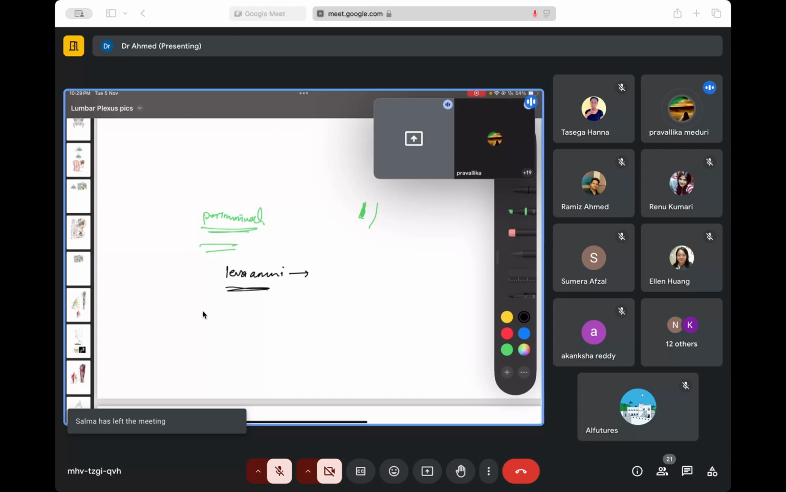The femoral nerve also has another branch that supplies the medial side. What's the name of that? Saphenous nerve. This saphenous nerve can be damaged. We already discussed in the cardio section that we take the saphenous vein for CABG. If you are taking out the saphenous vein, it is in close proximity to the saphenous nerve, so we can damage the saphenous nerve.